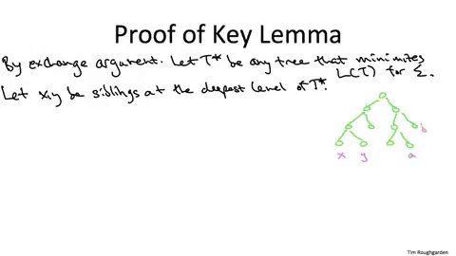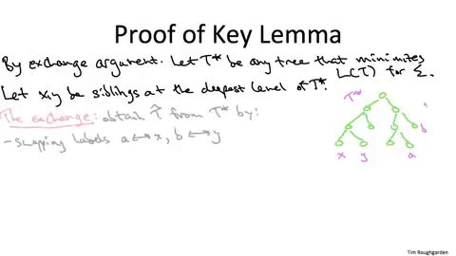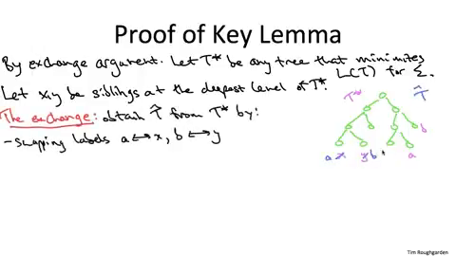So A and B have to be somewhere in this tree. Let me just pick a couple of the leaves to be examples for where A and B might actually be in T star. And so now we're going to execute the exchange. We're going to obtain a new tree T hat from T star merely by swapping the labels of the leaves X and A, and similarly swapping the labels of the leaves Y and B. So after this exchange, we get a new valid tree.